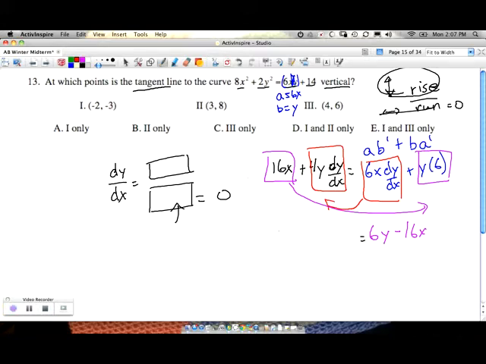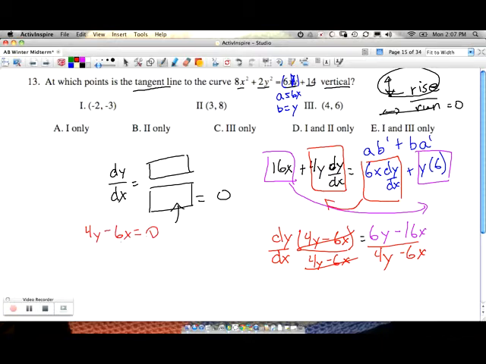is equal to, on the other side, dy dx times, let's see, what do we got? 4y minus 6x. Alright, so now if we divide by that 4y minus 6x on both sides, 4y, not 4x, 4y minus 6x, that gives me dy dx. And remember, we're talking about just the denominator, because for us to have a vertical line, denominator equals 0. So that means that 4y minus 6x equals 0.